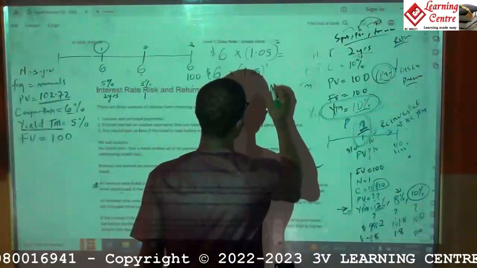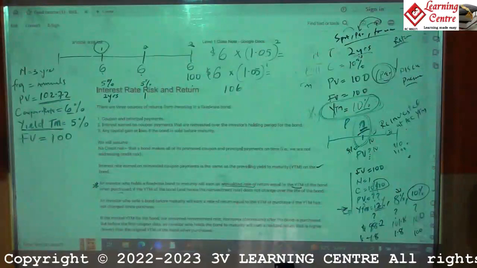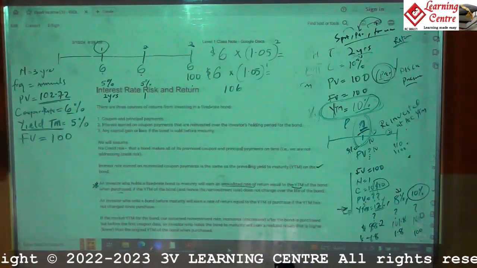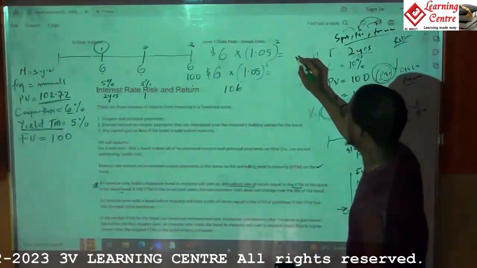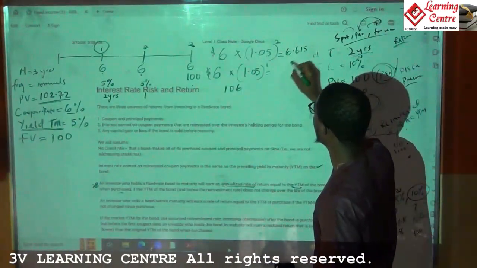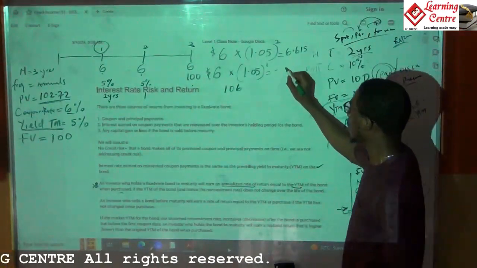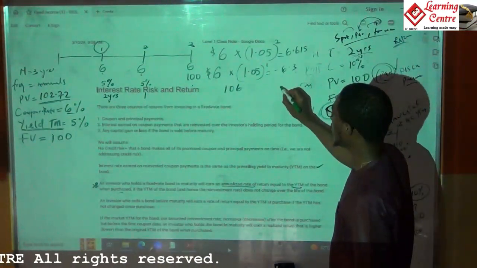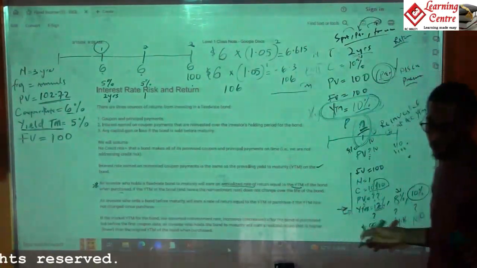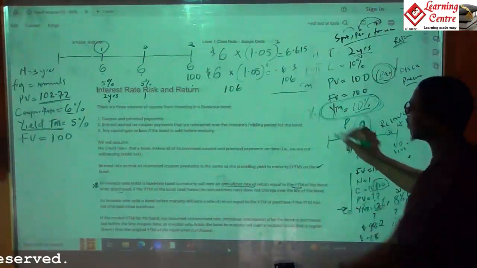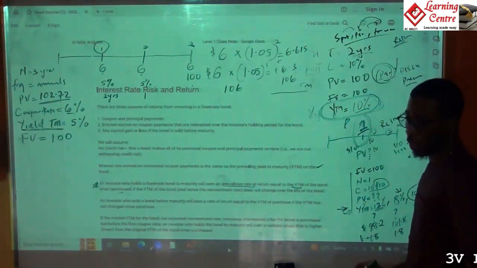So, what's the answer for this? 6 times 1.05 squared. 6.615. The second one, 6.3. Then we have 106. Let us see what is the total amount of money available to the investor. So add all of this. 118.